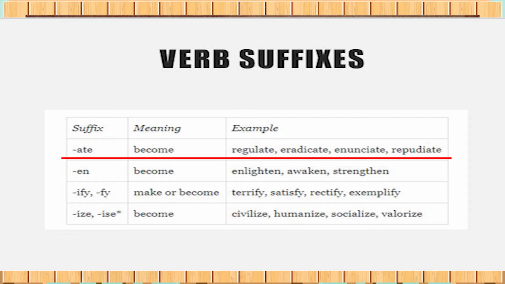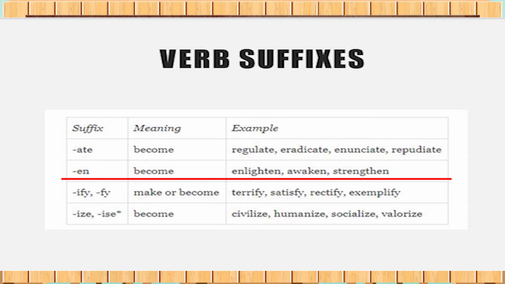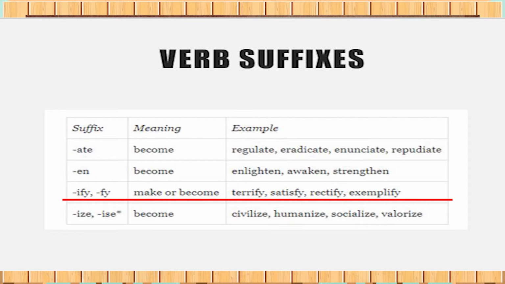Another example of a suffix that can be used to form a verb is en, which also means become. If we have the noun enlightenment, we can change it to simply enlighten, which is a verb with the suffix en. Other examples might include awaken or strengthen. Additionally, boys and girls, there is the verb suffix ify or fy, which means to make or become. For example, terrify, satisfy, beautify, rectify.